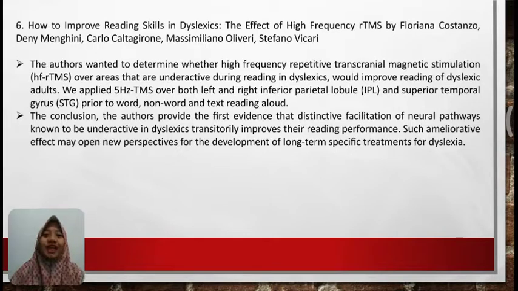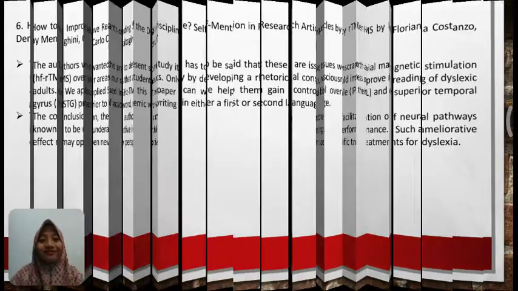The conclusion the authors provide is the first evidence that distinctive facilitation of neural pathways known to be underactive in dyslexics transitorily improves their reading performance. Such ameliorative effect might open new perspectives for the development of long-term specific treatments for dyslexia.